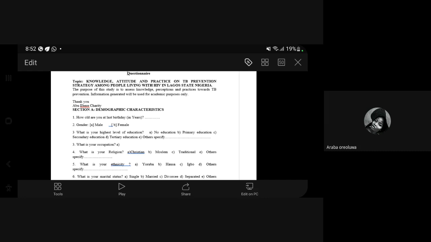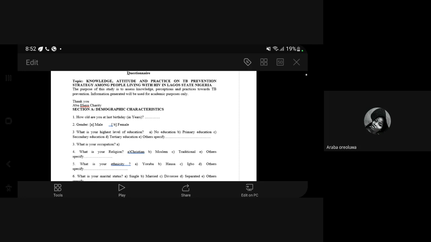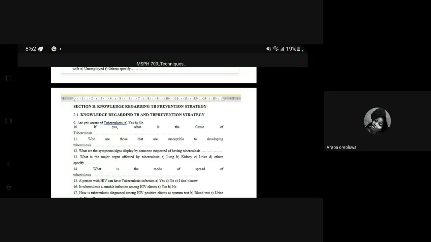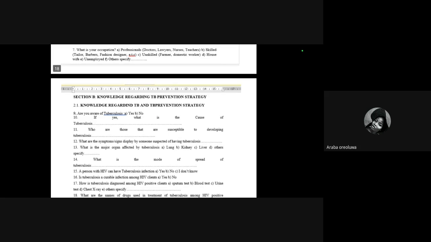So that will influence the other sections that you have immediately after your respondent characteristics. The very first thing that I might include here will be the knowledge, followed by the attitude. So section B is knowledge regarding TB prevention strategy. And the questions that I'm going to see here are questions testing their knowledge on TB prevention strategy. What are the things that you know about TB prevention? Those are the questions that I'm going to find there.